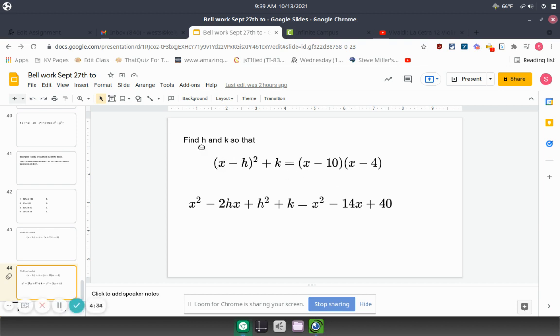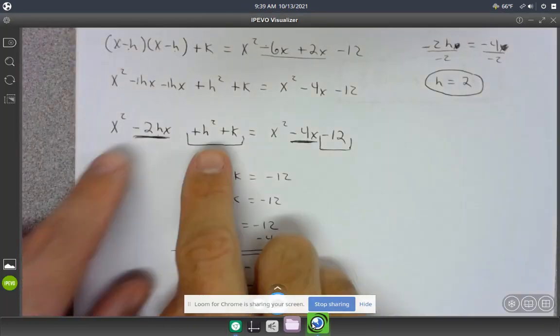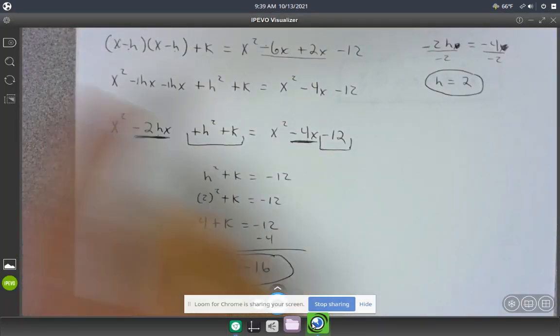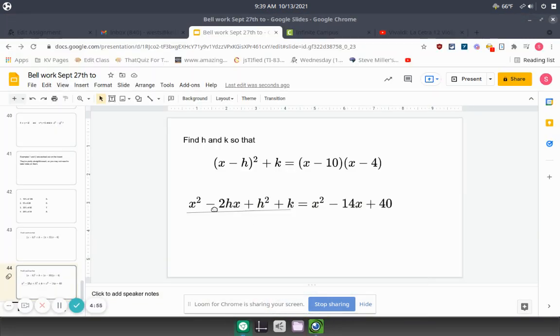So same type of question: find h and k so that this is equal to that. I went ahead and worked out the left side, and if you'll notice, all this stuff on the left right here is exactly what I had earlier on my paper at this step. So you should probably write this part down at least, so you don't have to actually work all this out. And then, of course, I worked that out as well.